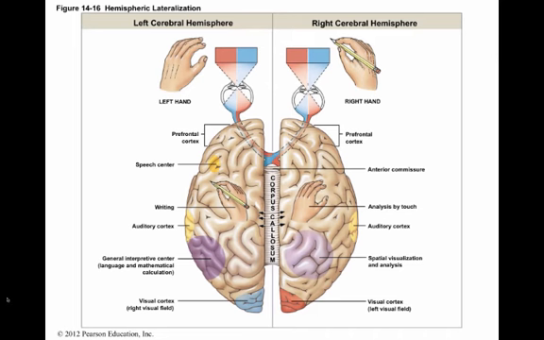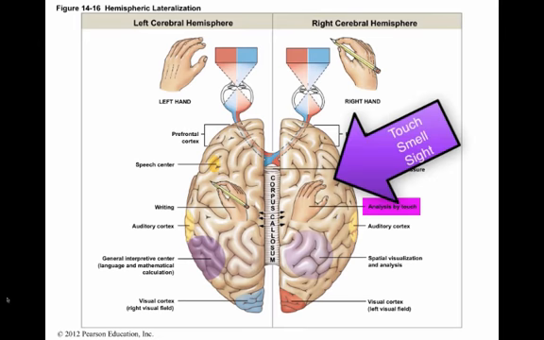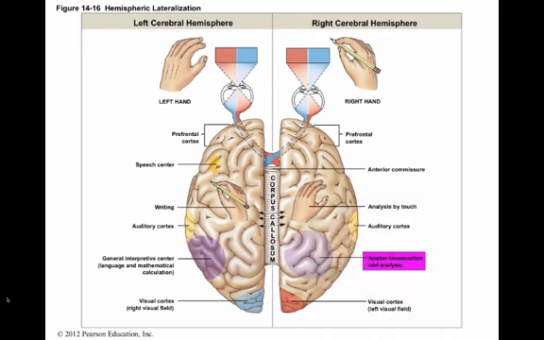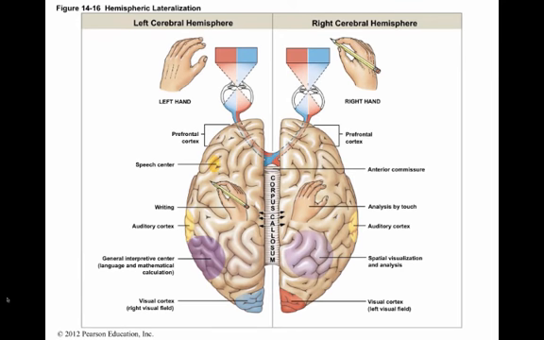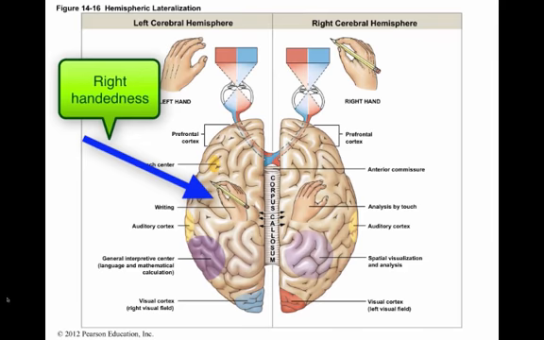The right hemisphere analyzes sensory information and helps identify touch, smell, and sight. The right hemisphere is important in recognizing faces and understanding three-dimensional relationships. It is also important in analyzing emotional context of conversations. The area for hand movements is larger on the left premotor cortex for right-handed people.